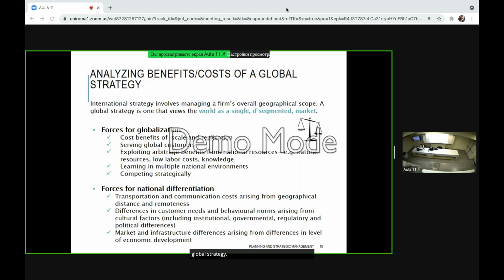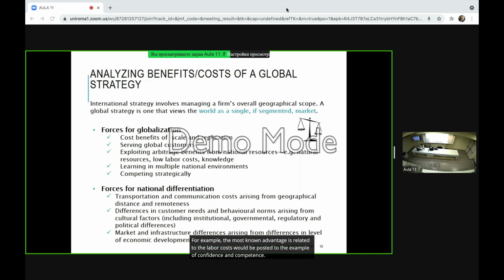Global strategy. Now we arrive at the concept of global strategy, which views the world as a single integrated market. We have some forces which lead to globalization, for example, economies of scale, or the possibility of reaching new potential customers. Then arbitrage. Do you know what arbitrage is? Arbitrage is the exploitation of differences in resource availability across countries. And as we have already said, the most known advantage is related to low labor costs. We reported the example of Bangladesh.